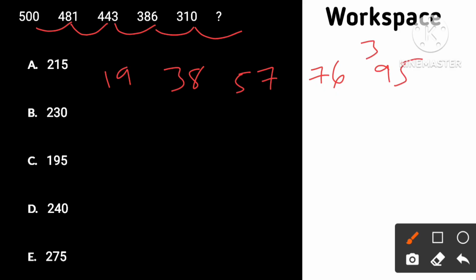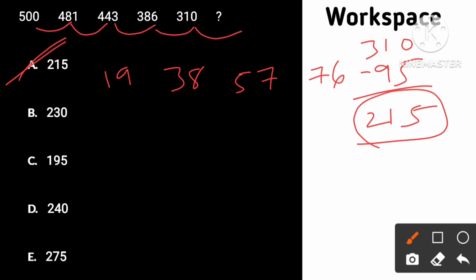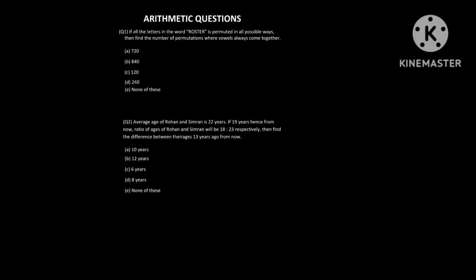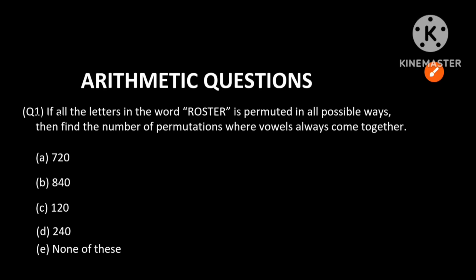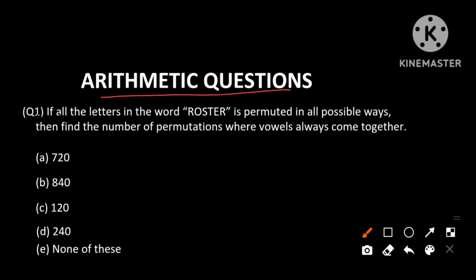So 310 minus 95, which will be 30 minus 9, 215. So answer will be 215. Option A is the answer. So by this we have completed the questions of missing number series also. Now we are going to deal with the arithmetic questions.